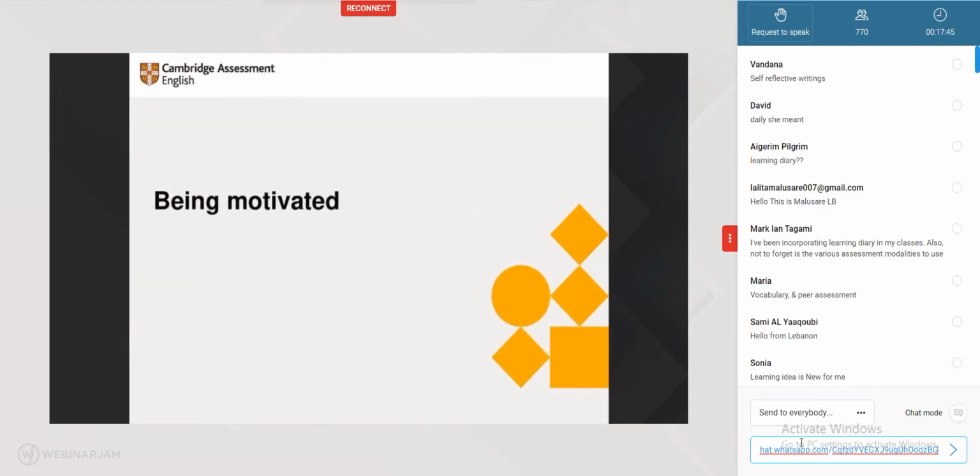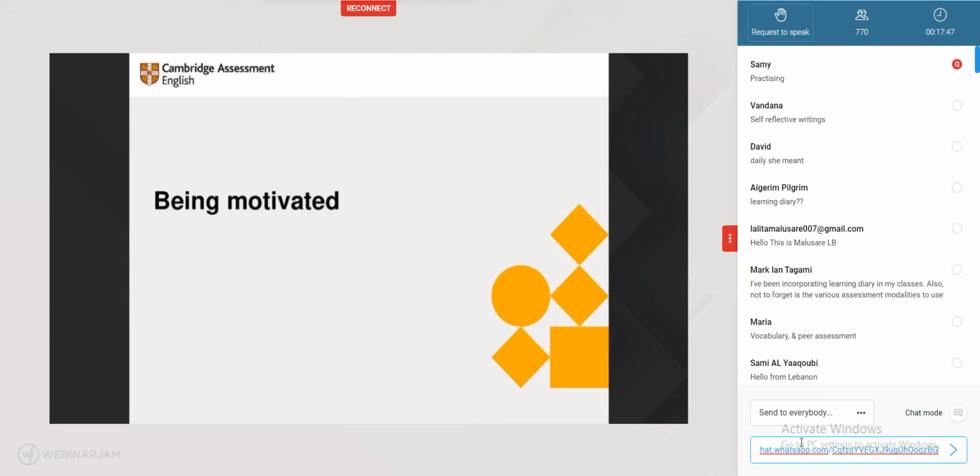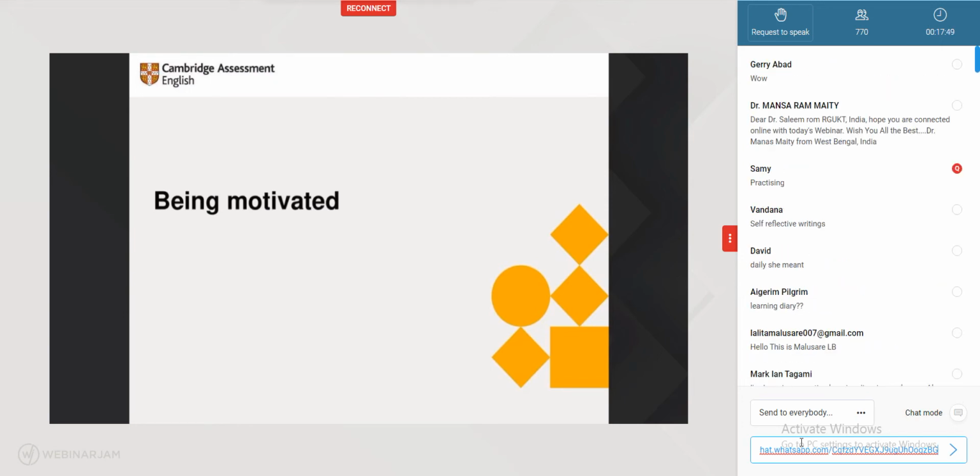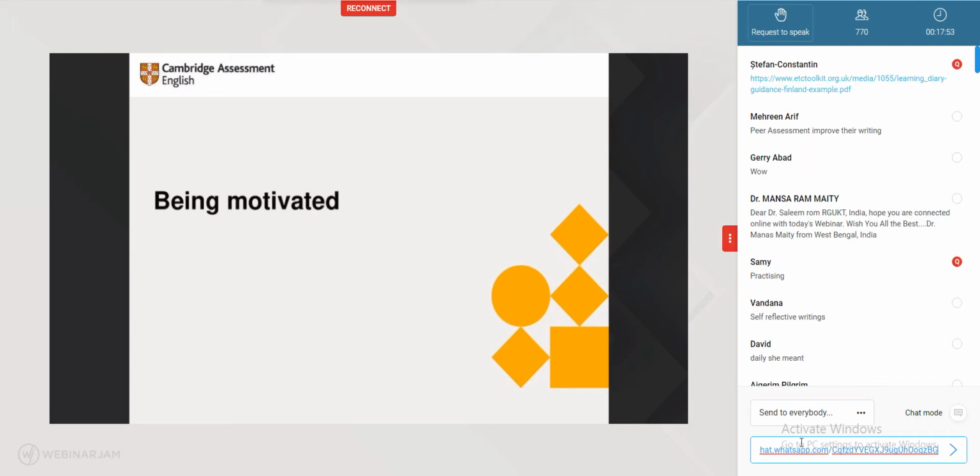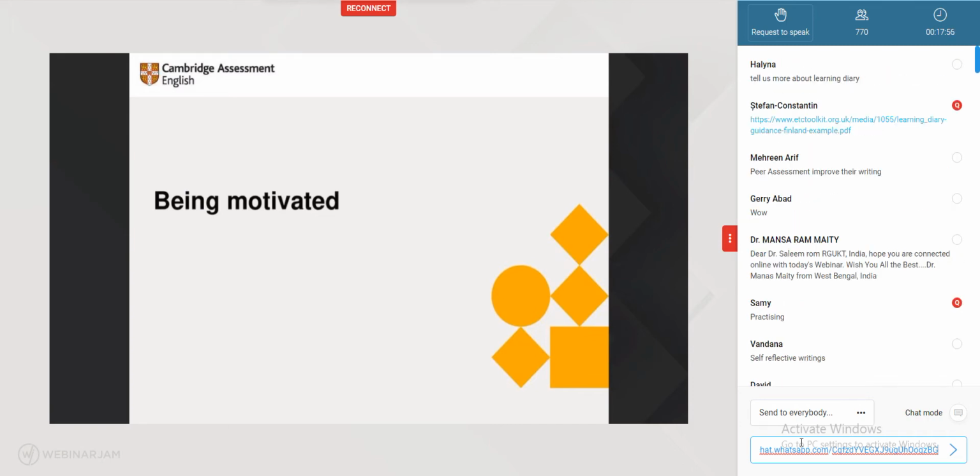Motivation, Victoria. There are lots of different ways to motivate our students. Any ideas in the chat box? Motivating or lead-in activities to writing that you would do in class?